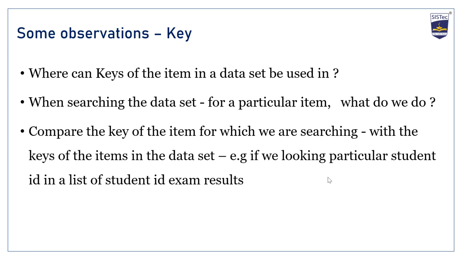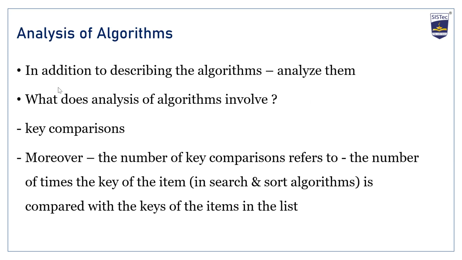And similarly, if we are looking for a particular student ID in the list of student ID exam results, every time we'll compare this university seat number with the next data, and until we find that record, we'll perform this search operation. In that search operation, we'll compare the key of the data item with the key which we want to search. So these are the ways through which we can perform searching.